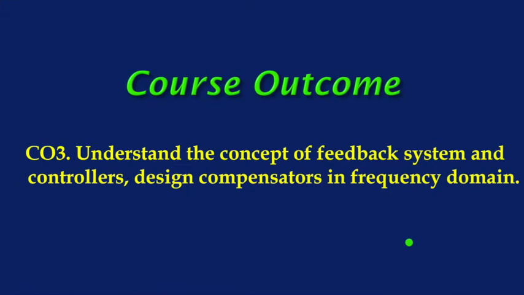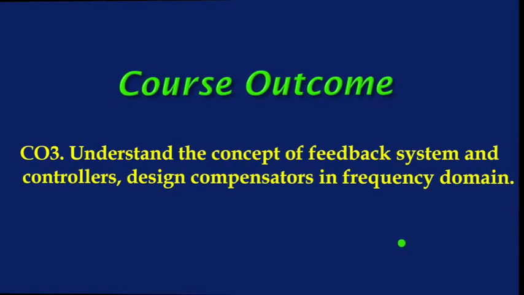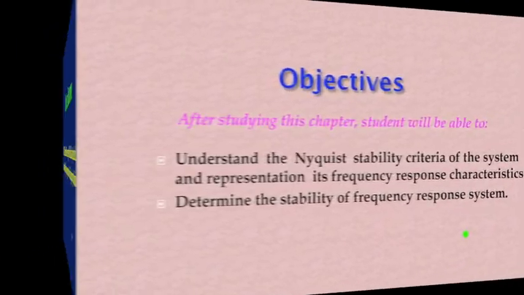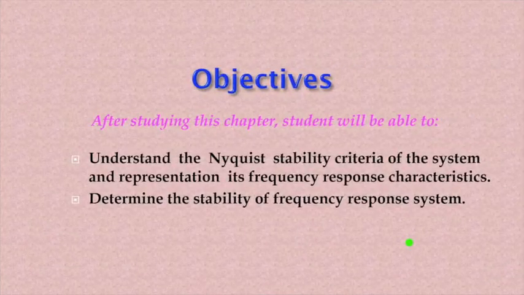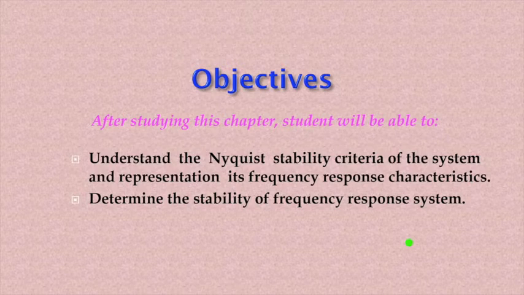Course outcome CO3: Understand the concept of feedback system and controllers, design compensators in frequency domain. Objectives: After studying this chapter, the student will be able to understand the Nyquist stability criteria of the system and representation of its frequency response characteristics, and determine the stability of the frequency response system.